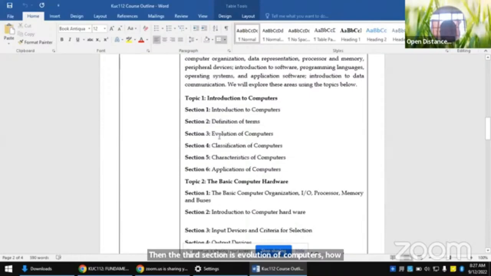Then section 4 is classification of computers. You can classify computers in various ways, at least 3 ways: according to size, according to functionality, and according to purpose. So we also look at that section. Then section 5, we are going to look at characteristics of computers. It is also important to know the characteristics of a computer. Computers have their own characteristics, and it will be very handy in this lecture to look at it. Then we have section 6, we are going to look at application of computers.